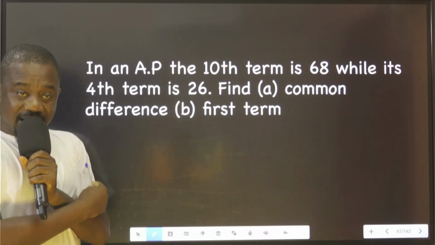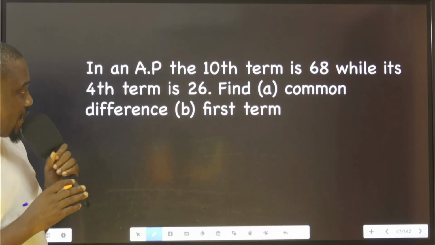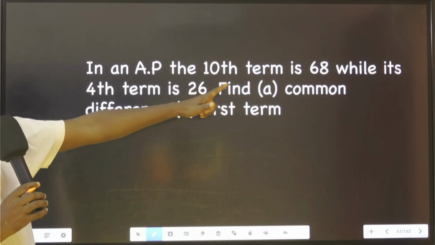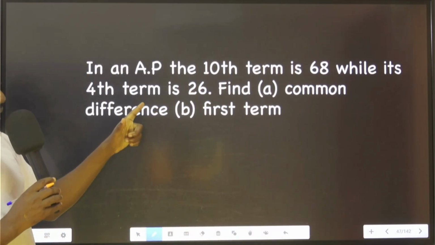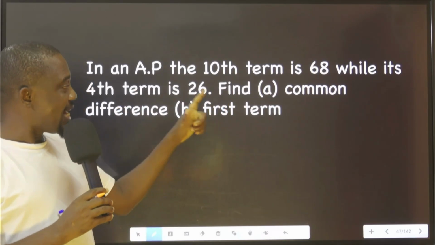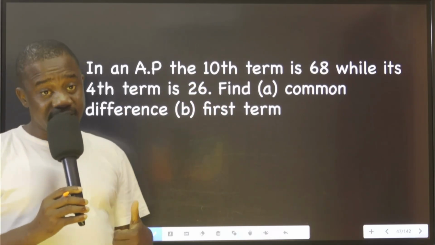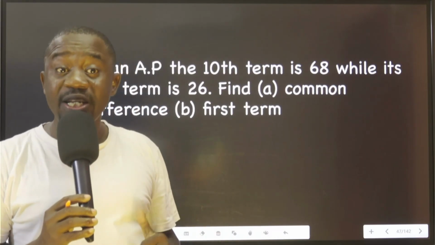Let's look at this. It says, in an AP, the 10th term is 68 and its fourth term is 26. Find A, the common difference, and B, the first term. This question will lead to simultaneous equations.